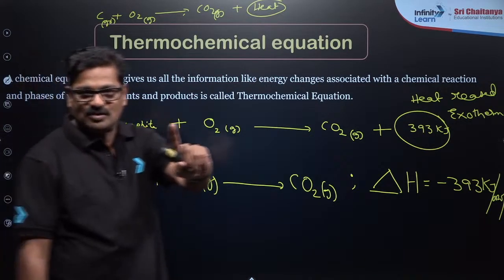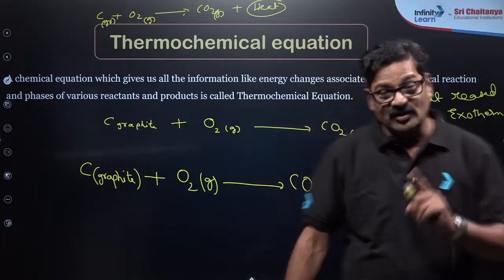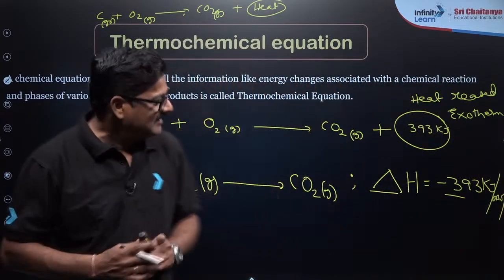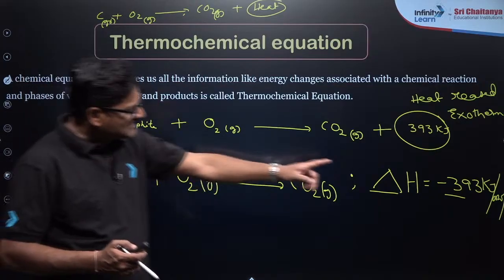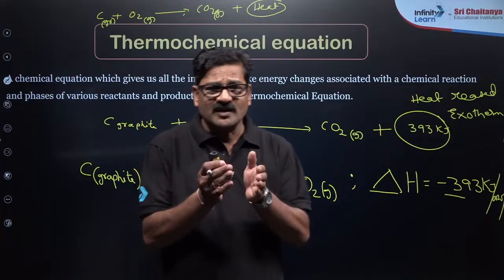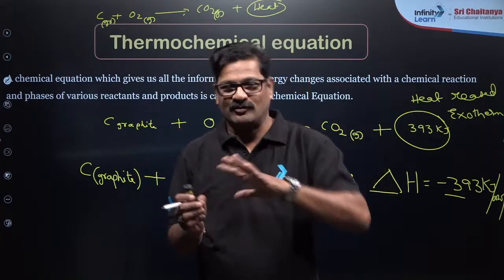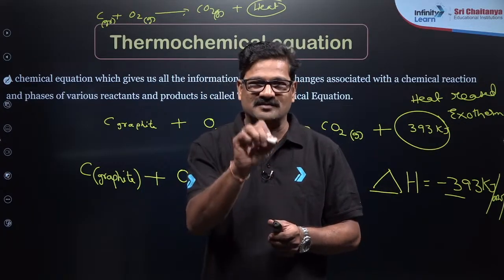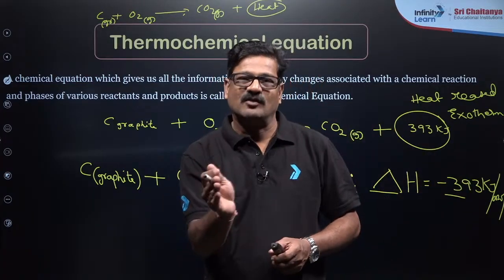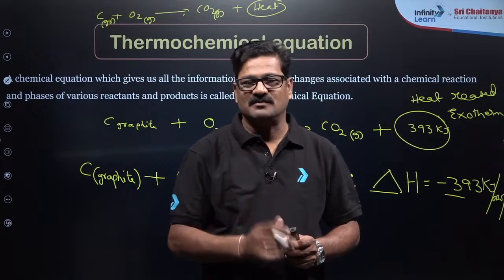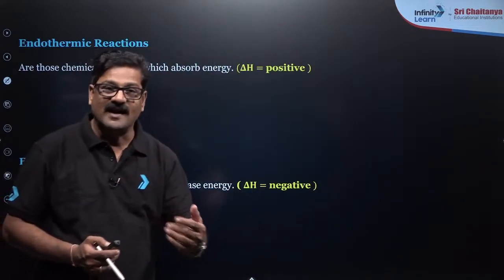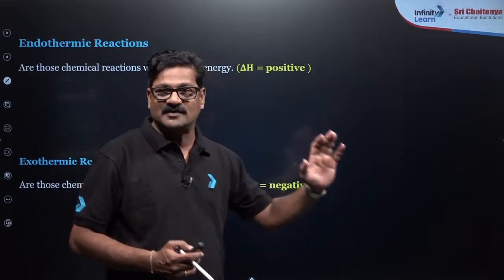Any doubt, bachcho? I am telling you, you need not memorize this value, right? And why is this negative? Why is this positive? If you add money to your bank account, the accountant will write plus. If you withdraw money from the account, the account loses money, so it will be written minus. Similarly, here an exothermic reaction is given a negative sign, an endothermic reaction is given a positive sign.